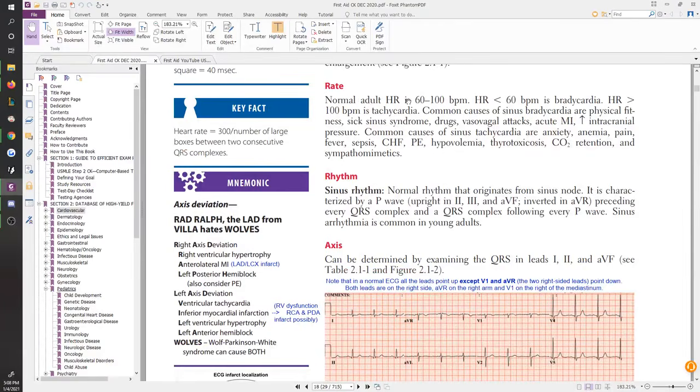So rate: normal adult heart rate is 60 to 100, right? Under 60 is slow, over 100 is too fast. So that's what they tell you: bradycardia under 60, tachycardia over 100. Common causes of sinus bradycardia, which means that your sinus node is the one causing the bradycardia, are things like physical fitness, sick sinus syndrome, drugs, vasovagal attacks, and an acute MI, as well as increased intracranial pressure. These are all different scenarios that we're going to be visiting.